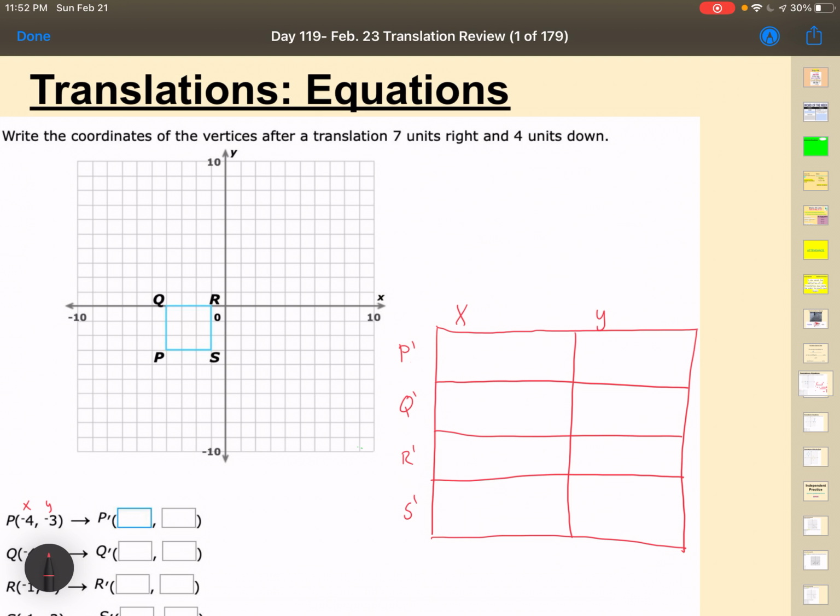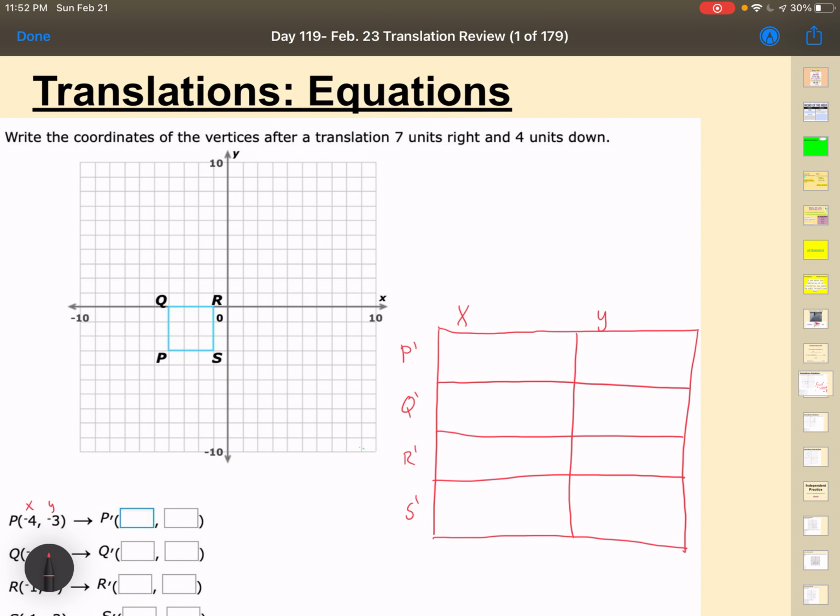Hi everyone. We're going to do a review of translations and figure out how to make it into an equation or a function. Whenever we have a translation, remember, translation means to what? A translation means to slide, correct. So slide equals a translation.